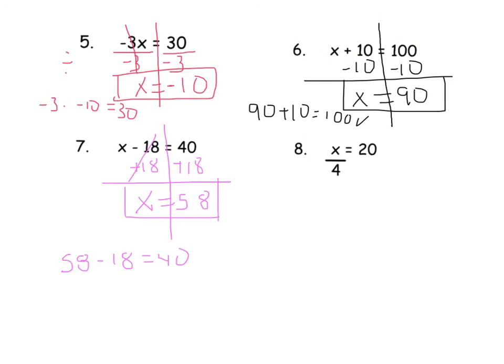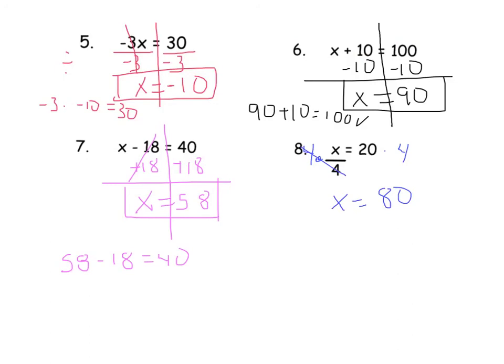Remember that once you find your variable, see what operation is being performed on it. It's divided by 4, so we need to multiply by 4 to get rid of it. And I write the multiplication off to the side so I can see that this cancels out. So I have x equals 80.